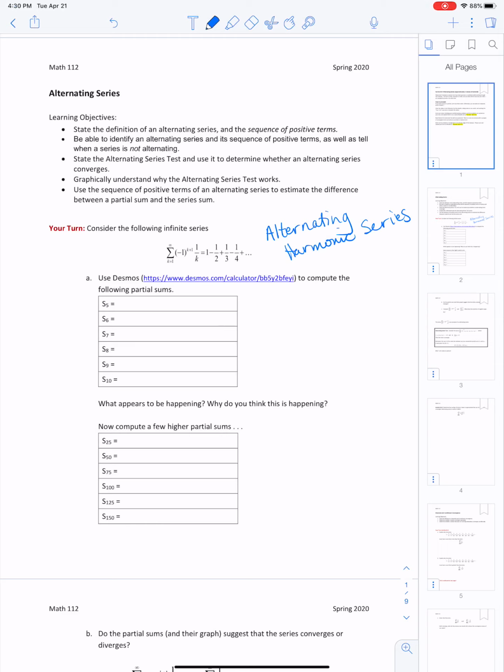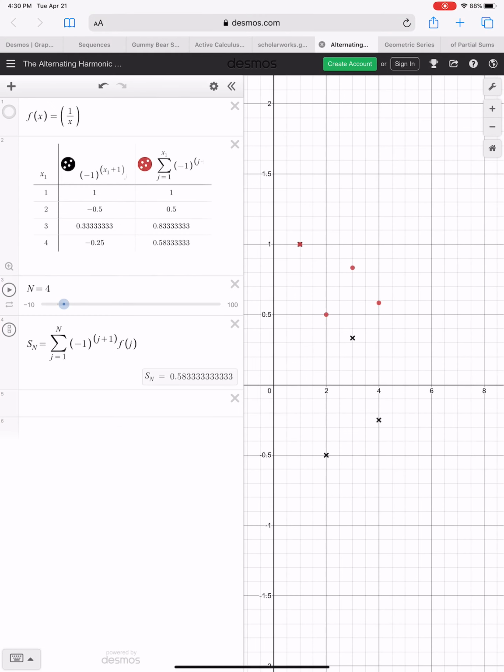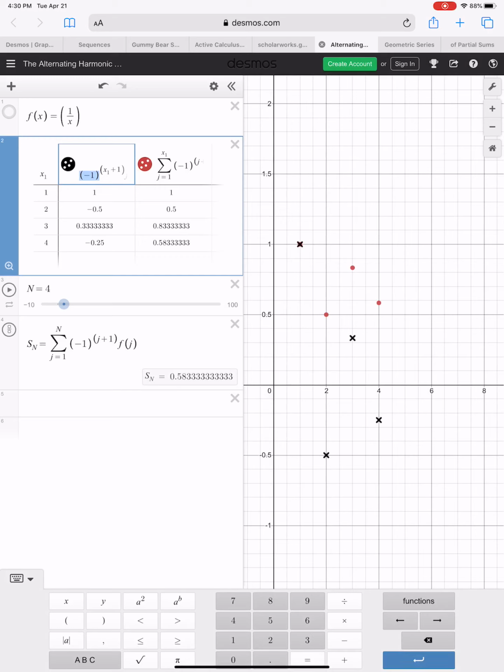I'd like to show you, I have a Desmos sheet here set up with this series plugged in that you'll be able to modify. So let me just go ahead and open this up. So I had to kind of work around some things that are a little bit less elegant here in Desmos. So notice that instead of using k, we're using the index as x1 here.